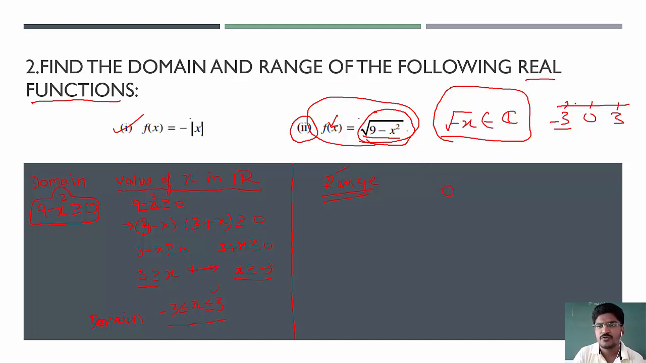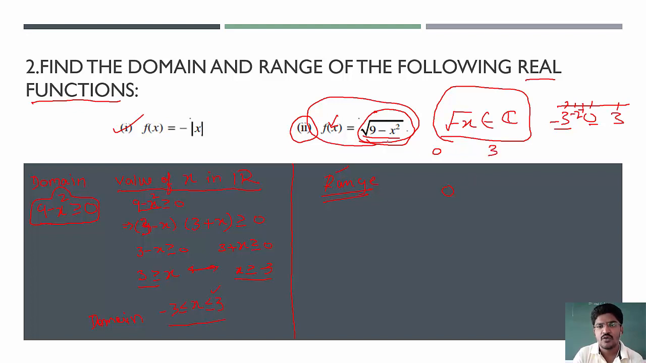Next you come for minus 2. You put minus 2 here. What happens? Minus 2 square, that is 4. 9 minus 4 is 5, that is root 5. No problem. As you come to minus 1, you put minus 1 here. Minus 1 square plus 1. 9 minus 1 is 8, root 8. You come to 0. You put 0 here. What happens? 9 minus 0 is 9. Therefore, square root of 9 is 3. So, it starts with 0 and ends at 3.